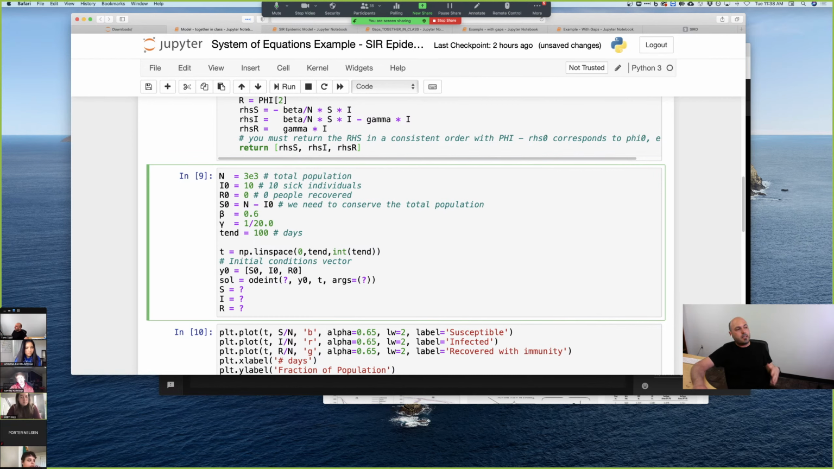Then I define my beta as 0.6. And gamma, let's say 1 over 20. I don't know what numbers you have on your notebook, maybe 1 over 14. And then my end time is going to be 100.